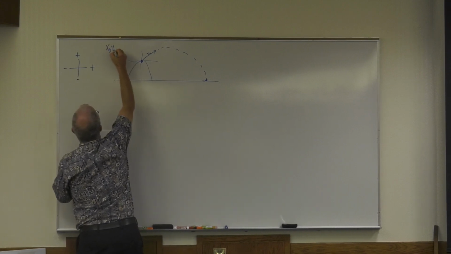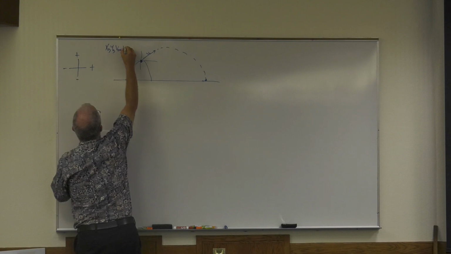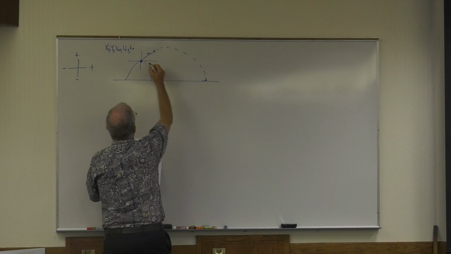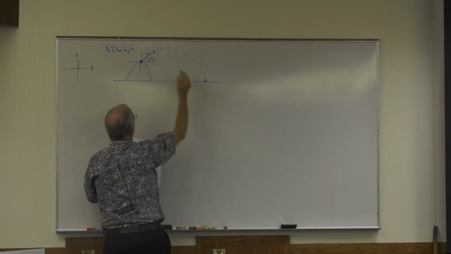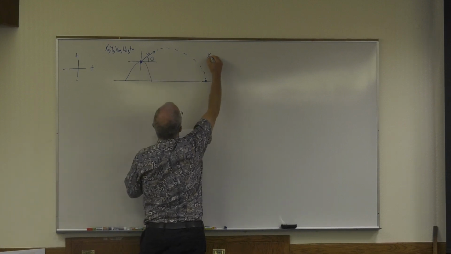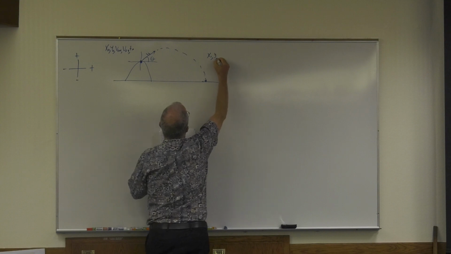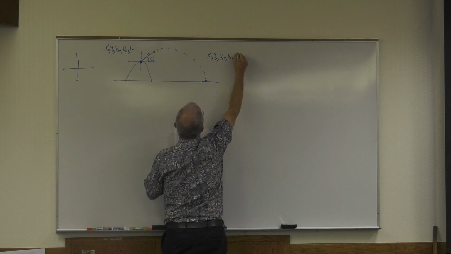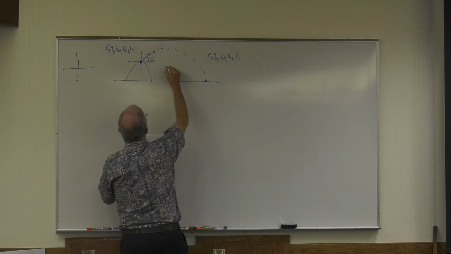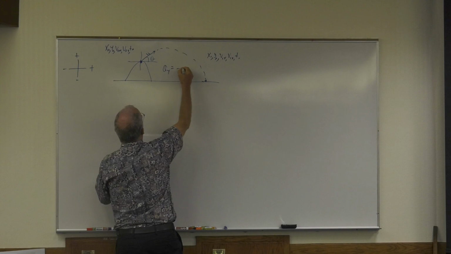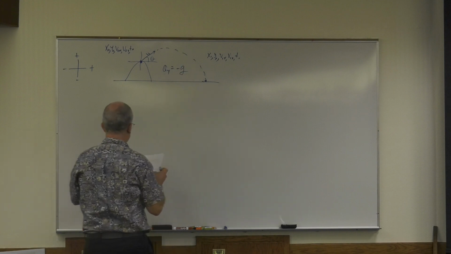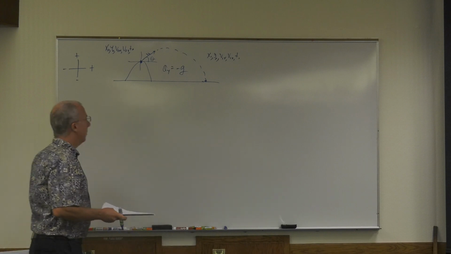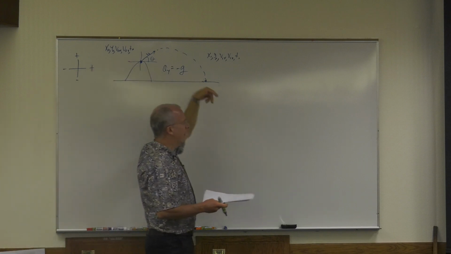So here: x0, y0, v0x, v0y, t0. And we're at an angle. So here: x1, y1, v1x, v1y, t1, and a sub y equals minus g. Okay, so it's more variables, but it's okay.